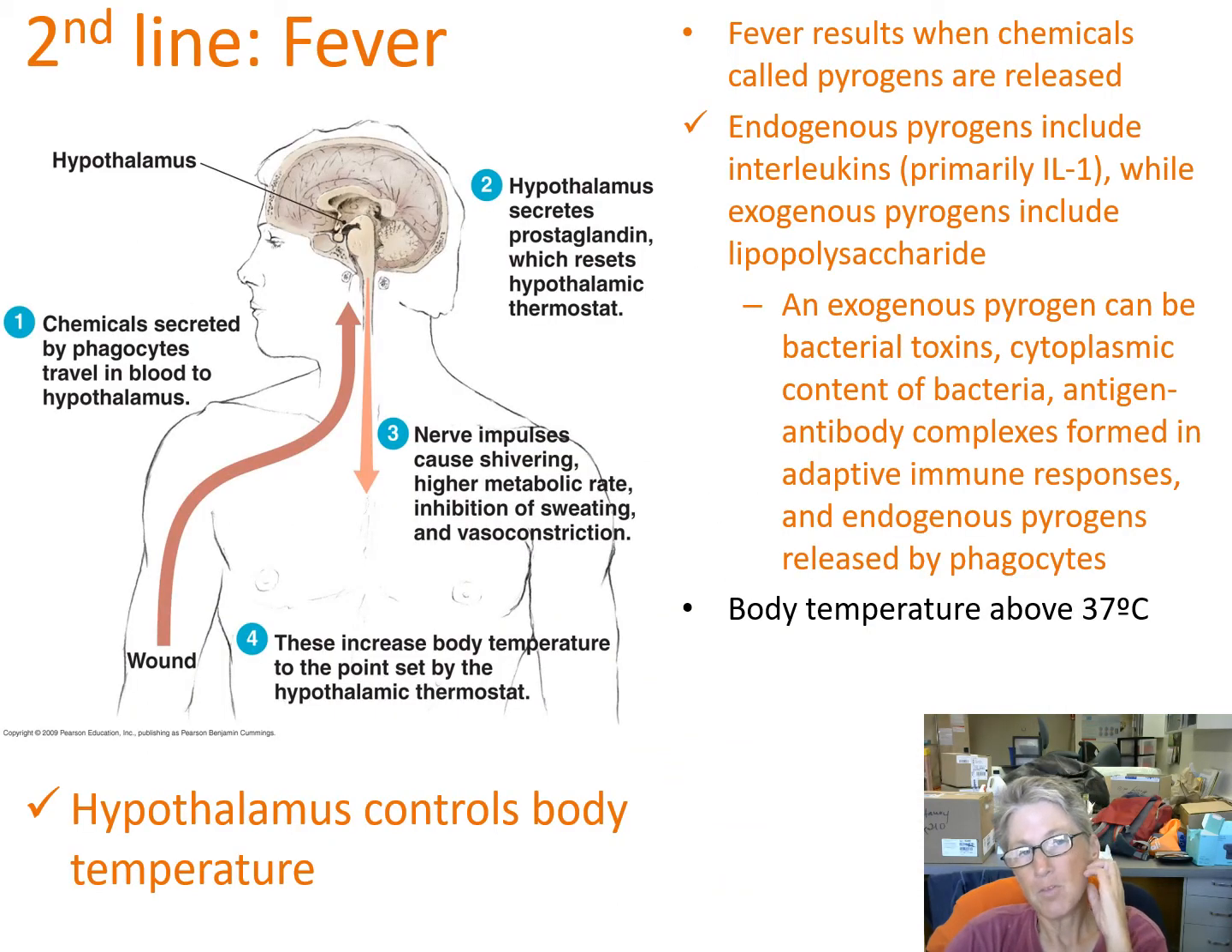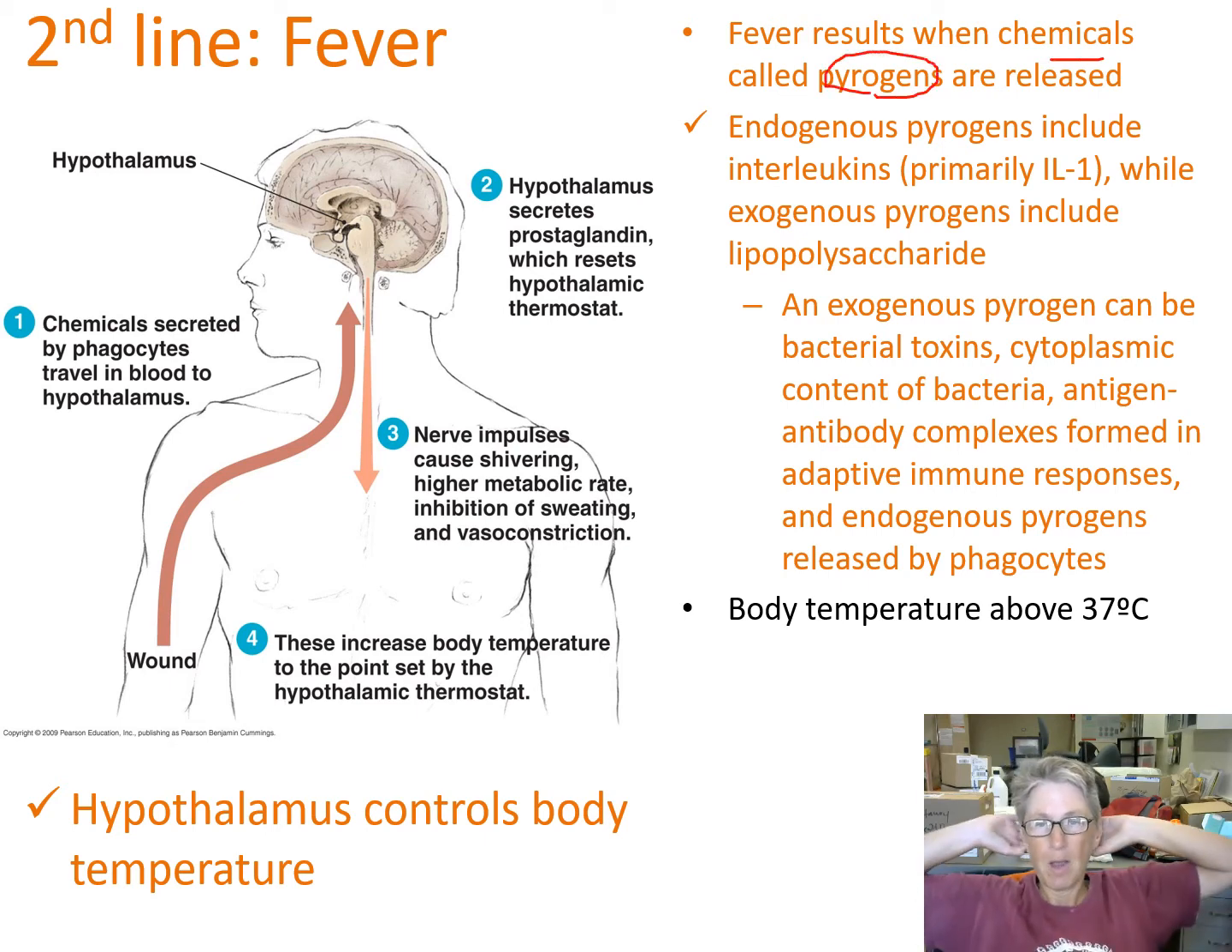Okay, the second line of defense includes getting a fever. So this is kind of cool. Fever results when chemicals called pyrogens are released. So have you heard of a pyromaniac? So they love fire. So a pyrogen, genesis is creation of heat, pyro. So you get a fever when pyrogens are released.